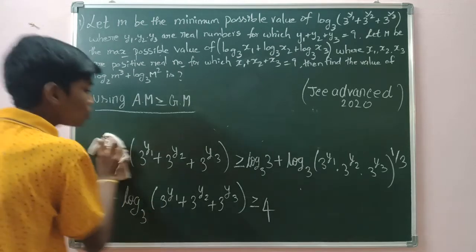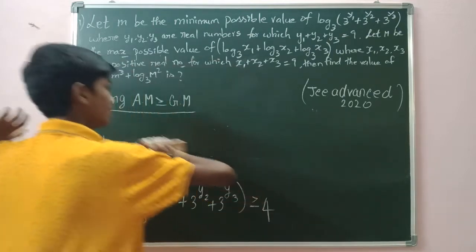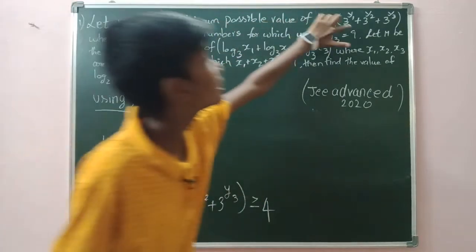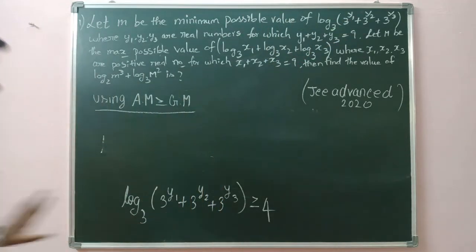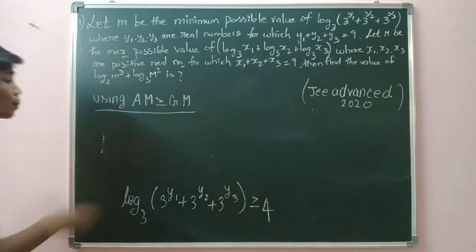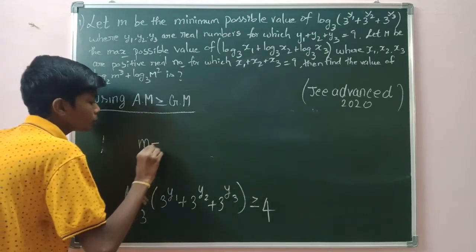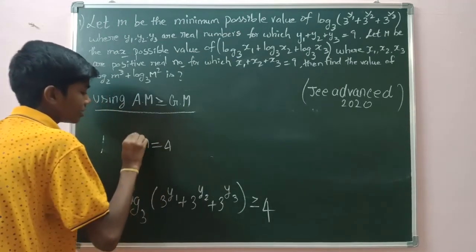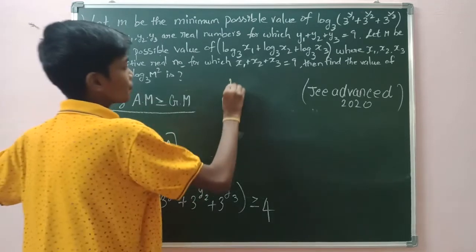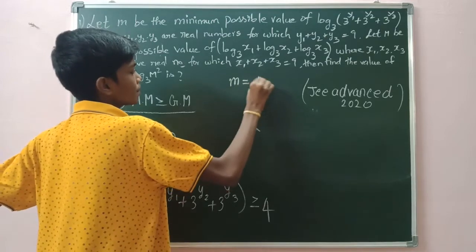Hence, in the question it is given that m is the minimum possible value of this expression. This expression are same. Hence, I will say that your minimum possible value, m, is nothing but your 4. Correct, no? Such a beautiful thing, guys. So you have found your small m as 4.